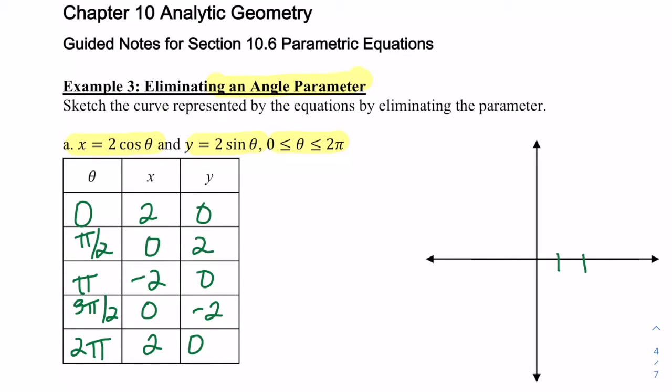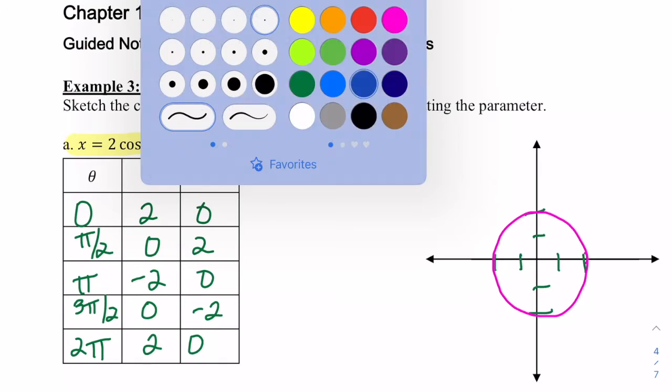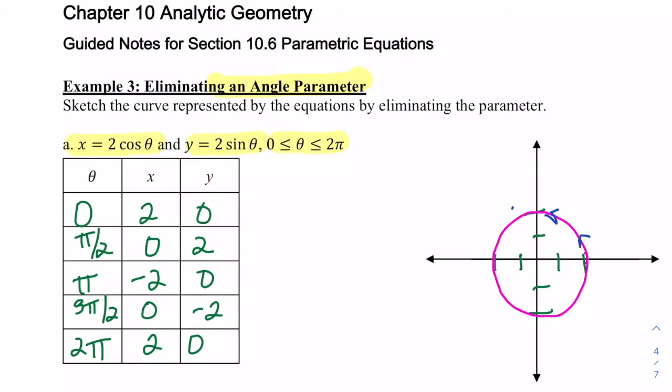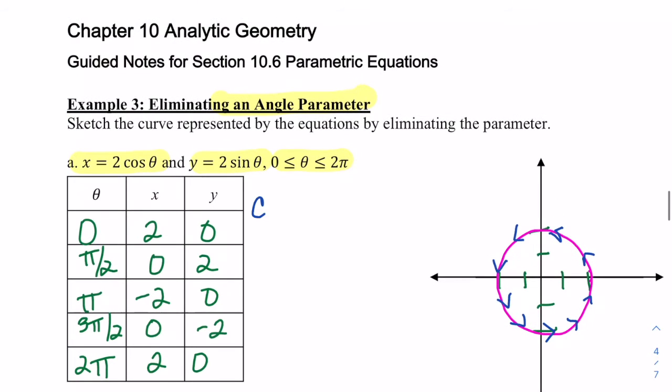So let's just sketch that. You can see this graph will be a circle. And with the orientation, the parametric equations describe a counterclockwise motion. So how do we get the equation of the circle from these parametric equations? Well, we can isolate cosine theta. That equals x over 2. And we can isolate sine of theta. That equals y over 2.